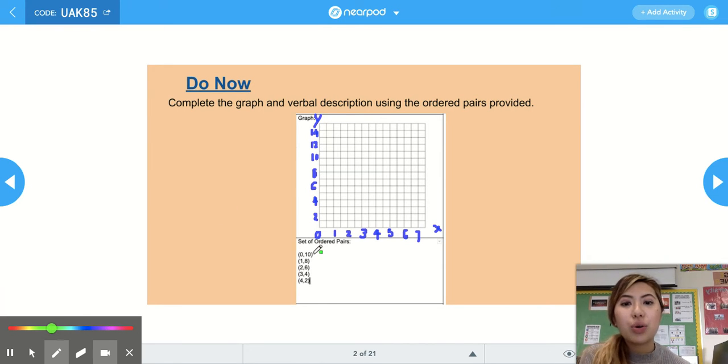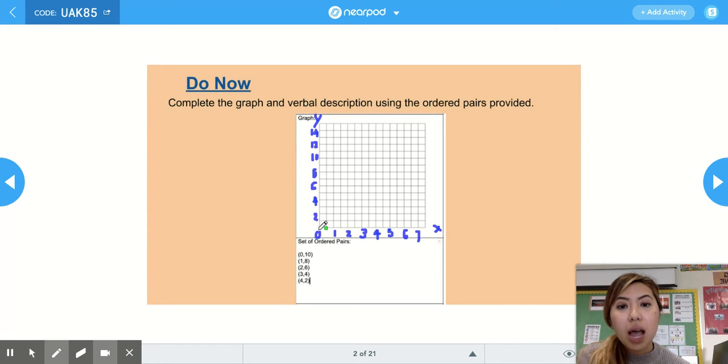Okay, starting with (0, 10), which is our y-intercept, I'm going to start at the origin, and I'm not moving any units to the right on our x-axis, but I'm moving 10 units up on our y-axis, since each box is representative of 1. Then, starting at our origin, I have to go to (1, 8). So on our x-axis, I'm going to move 2 units over, which is the value of 1, and then 8 units up.